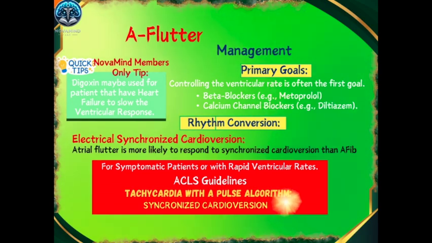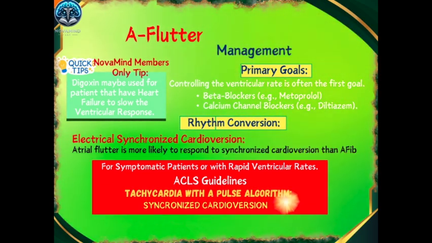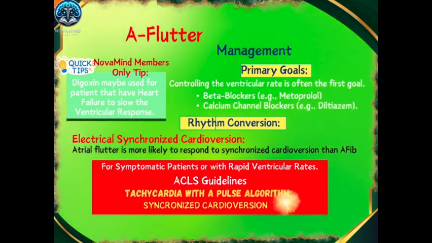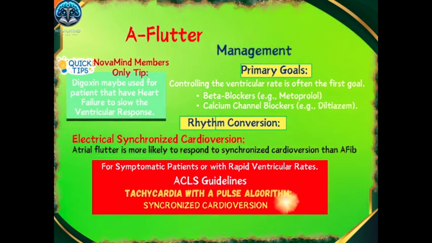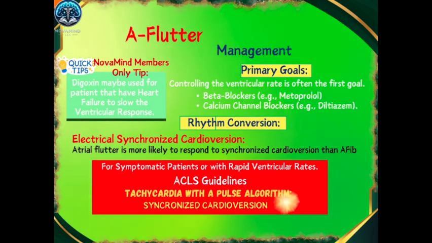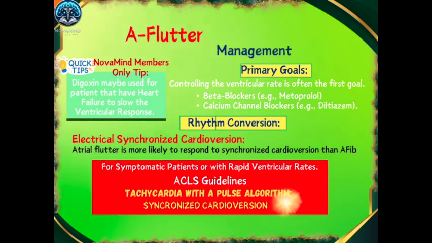Digoxin may also be used, especially in patients with heart failure, to slow that ventricular response. Now let's move on to rhythm conversion. Synchronized cardioversion. Atrial flutter is more likely to respond to synchronized cardioversion than AFib, and this is often the treatment of choice for symptomatic patients or those with rapid ventricular rate.